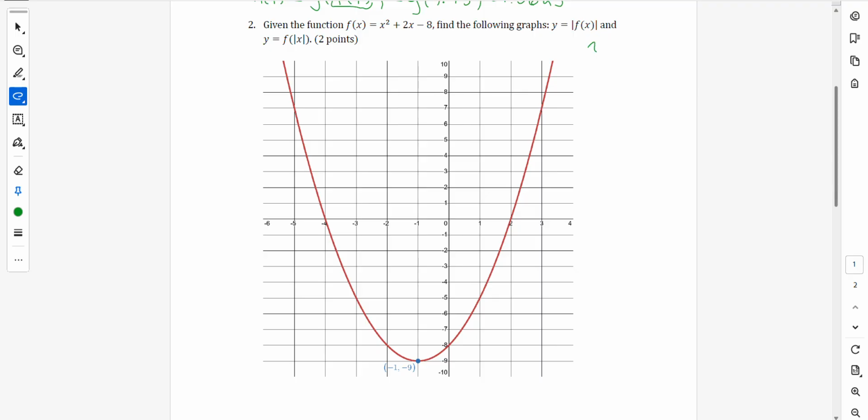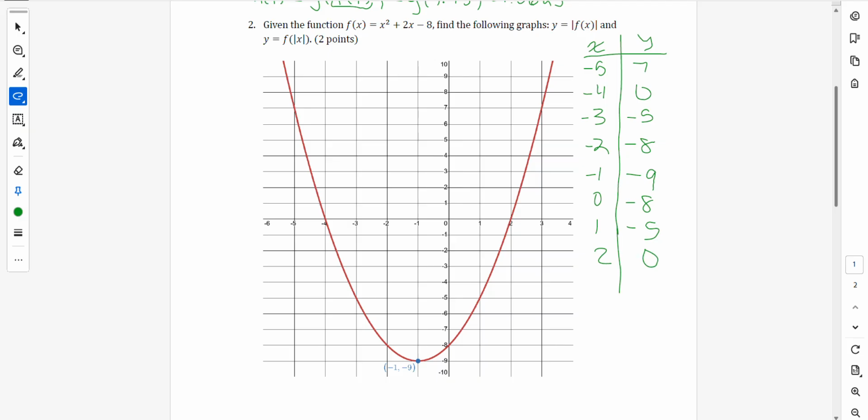So let's draw a table. So -5, 7, -4, 0, -3, -5, -2, -8, -1, -9. I did put a label there just so that it was clear. 0, -8, 1, -5, 2, 0, and then 3, 7.